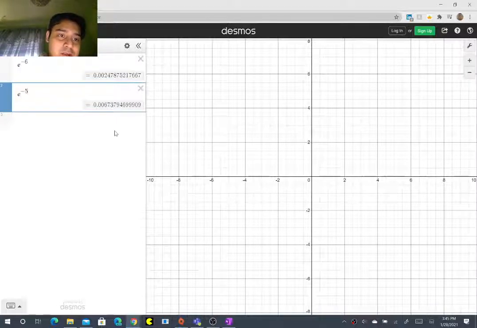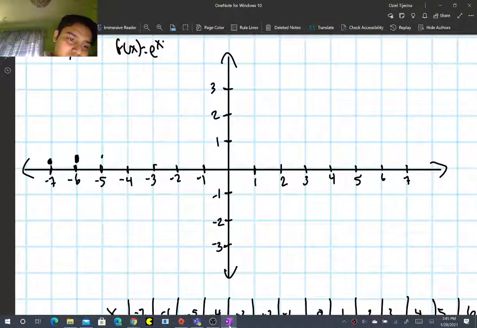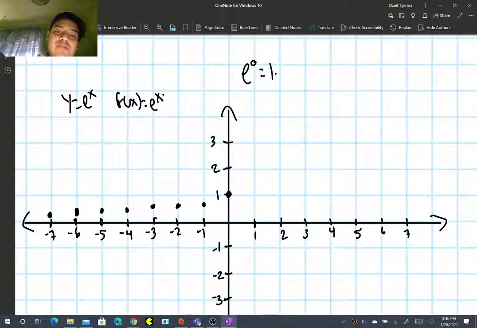E to the negative 5 is 0.0067, so just a little bit closer. As you can see, we can just do this because it's going to get closer and closer to 1. Remember, e to the 0, anything to the 0 power is 1, okay? You're going to go e to the first power, so e to the first power, e is approximately 2.71.